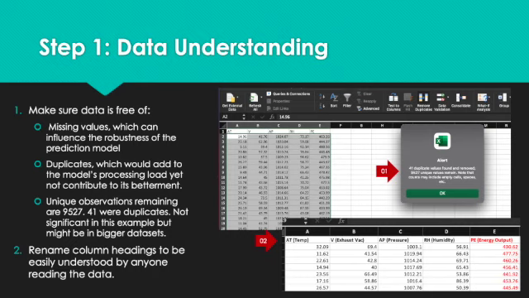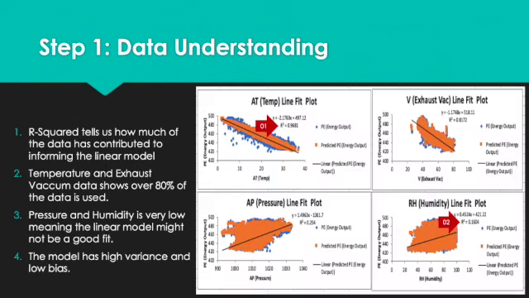I started by cleaning the data. Once ready, I generated scatter plots to have a better visual of the data relationships. I added a linear trend line to the plots in order to see the model equation and R-squared value, which tells us how much of the data is used to inform the model per feature. For temperature and exhaust vacuum, it seems to be a good fit. However, for pressure and humidity, it is overly simplistic.